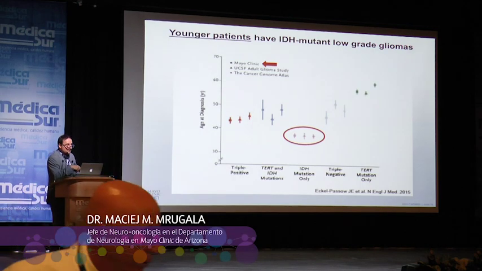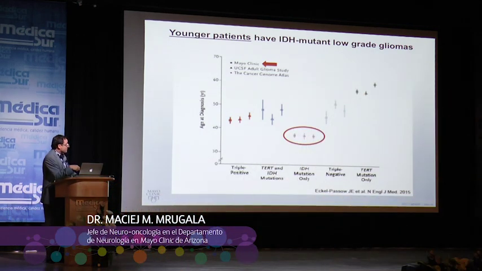Interestingly, when you look at the mutations in patients with low-grade gliomas, IDH mutants are more common in younger patients. This was a study with data from Mayo Clinic, UCSF, and the Cancer Genome Atlas, and you can see that the average age of patients with IDH mutation was somewhere between 30 and 40, while patients with other mutations were older.